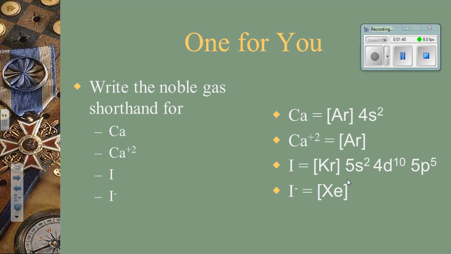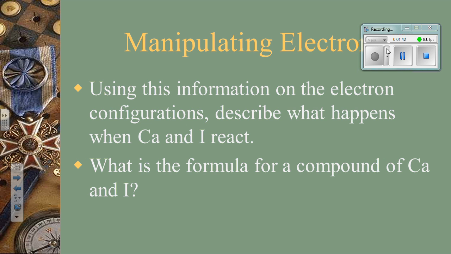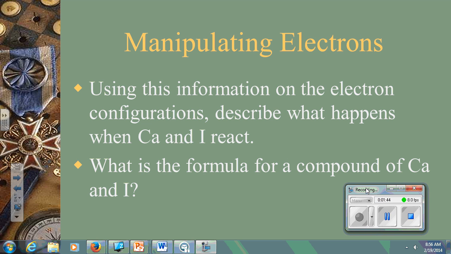All right, now here's why we care about this stuff. If we want to write the formula for a compound, using the information on the electron configurations that we just wrote, describe what happens when calcium and iodine react. What is the formula for the compound of calcium and iodine that results from that? So again, I want you to push pause here, and then when we come back, we will have a look at what the formulas are going to be for that.